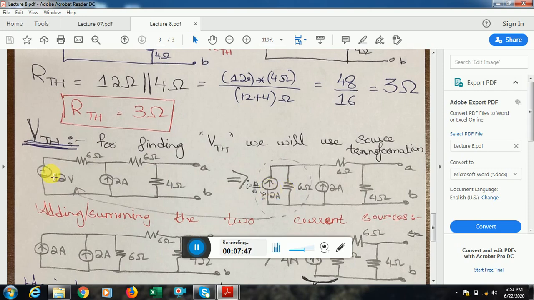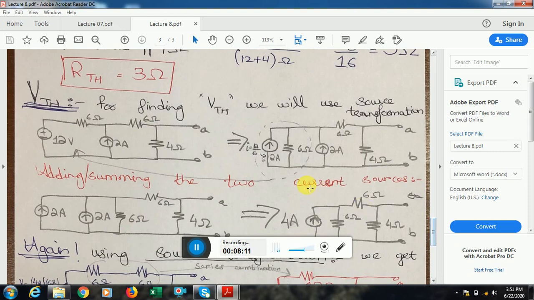The plus polarity is heading upward. That is why I have the arrowhead direction upward. And the new current value, please recall, is found by using Ohm's law. I is equal to V over R. The original voltage value was 12 volt divided by the resistance, which is 6 ohm. So 12 by 6 is 2 ampere. So this is how I get the new current value, and this is the resultant circuit.